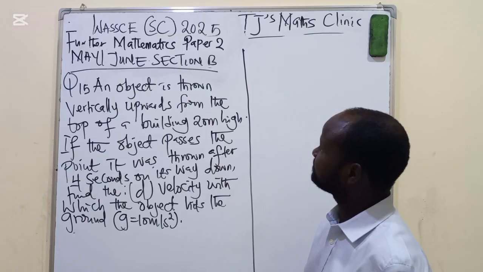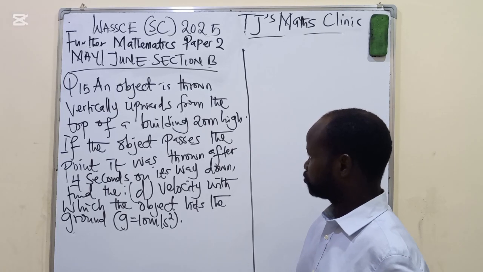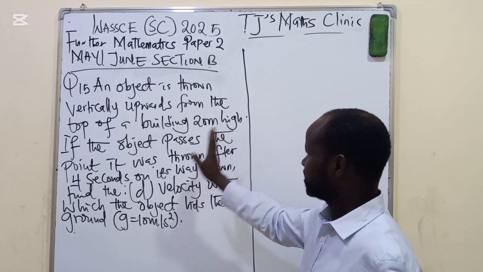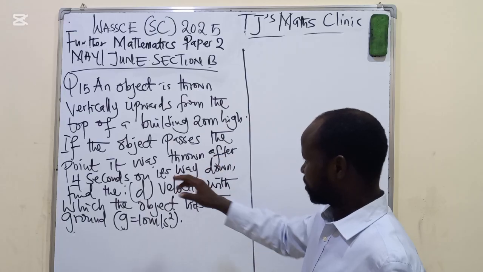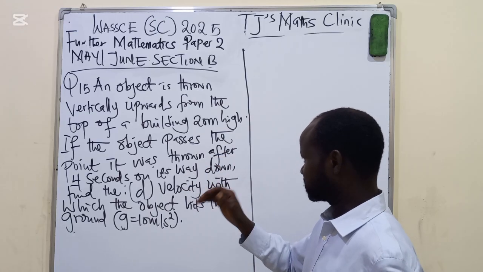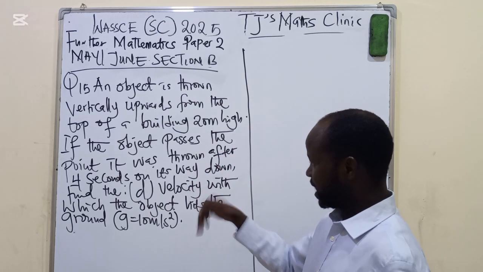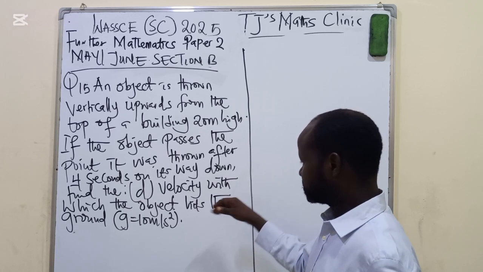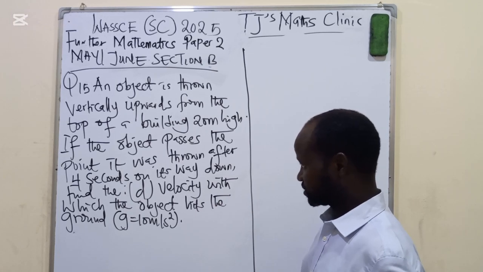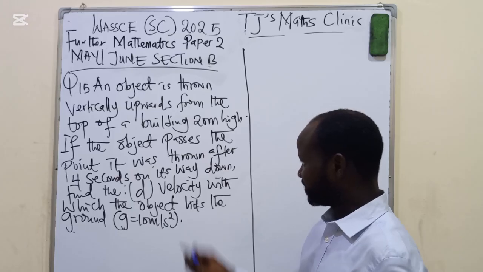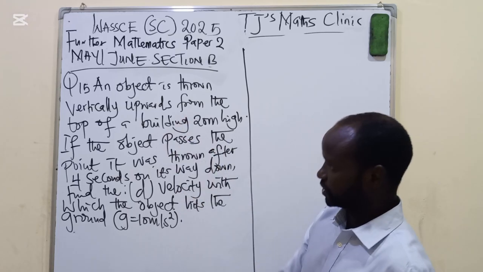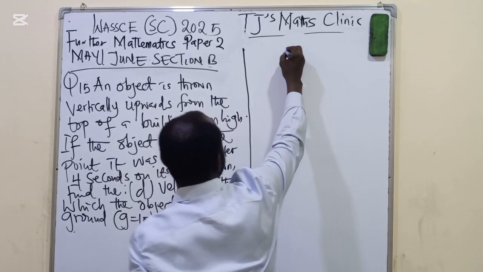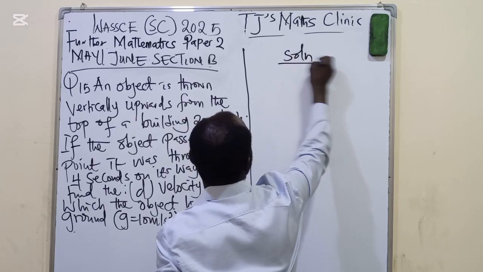An object is thrown vertically upward from the top of a building 20 meters high. If the object passes the point it was thrown from after 4 seconds on its way down, we are asked to find the velocity with which the object hit the ground. Very important. So we are looking for the final velocity now. Let's write down the solution.